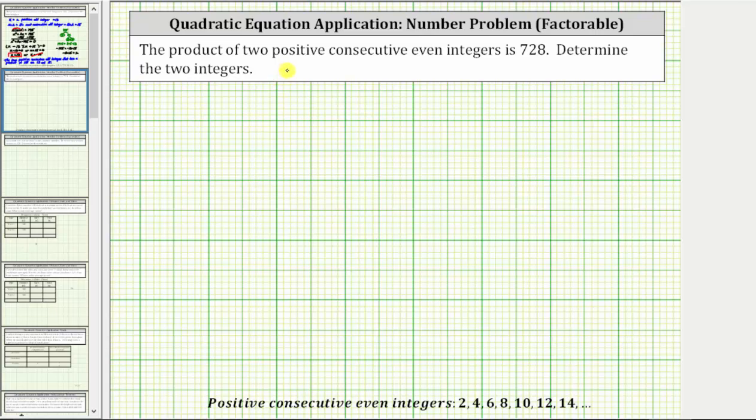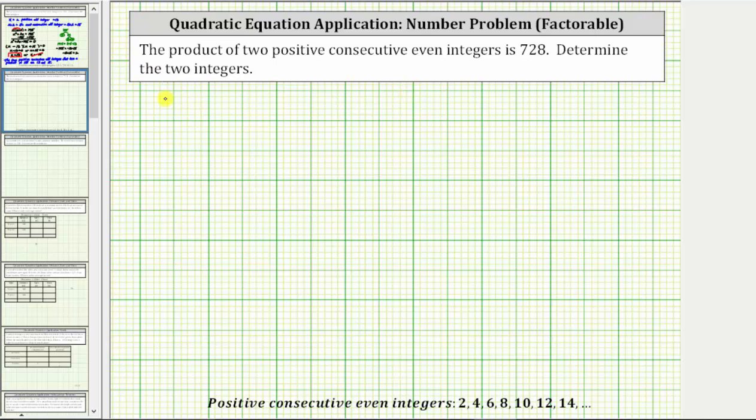The product of two positive consecutive even integers is 728. Determine the two integers. Below we have a list of positive consecutive even integers. We have 2, 4, 6, 8, 10, 12, and so on. Notice how if we start at any positive even integer, to determine the next consecutive even integer, we add 2.